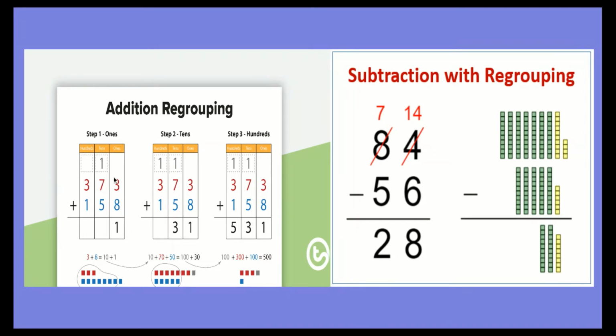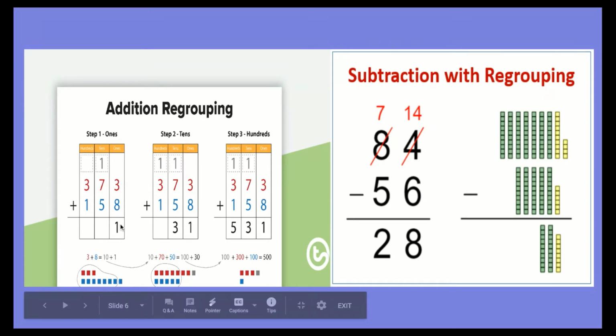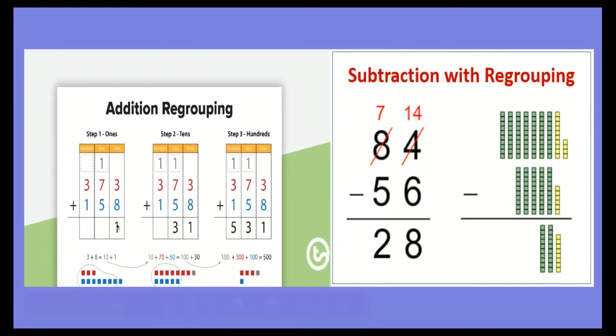Okay, so let's look at this example right here. 373 plus 158. So I always start from right to left, okay, when you are solving addition and subtraction problems. So I know 3 plus 8, if I have my calculator, it's 11. But I can't put 11 in the ones place. I put a 1 and I carry a 1. Why? Because in 11, there is 1 in the ones place and there's 1 in the tens place. So I need to regroup and move this 1 to the tens place, okay?